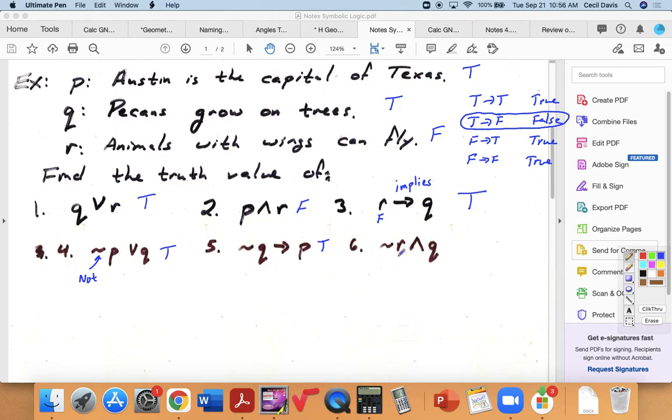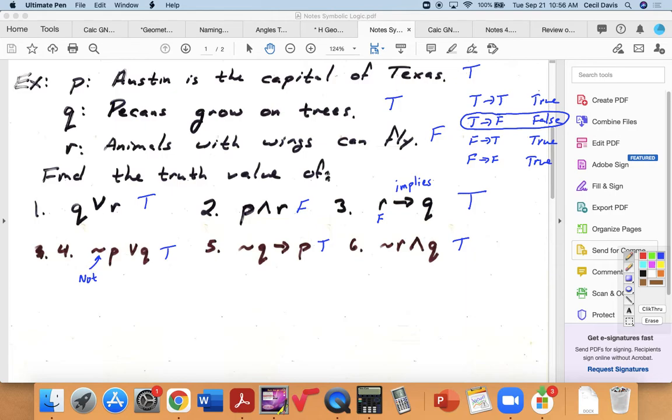All right, and then not R. So what is this part's truth value? True. True, and it's an and, so we have to keep looking. Q. So that's true because they're both true.